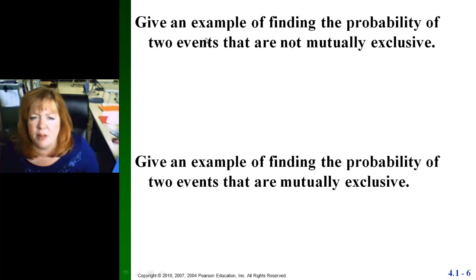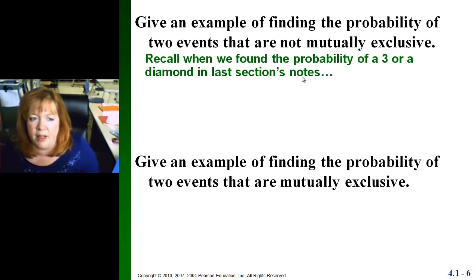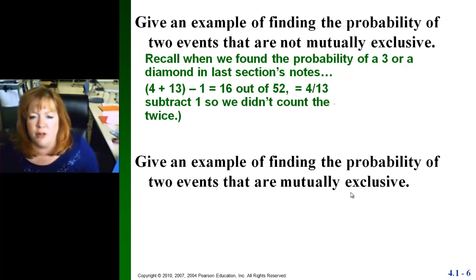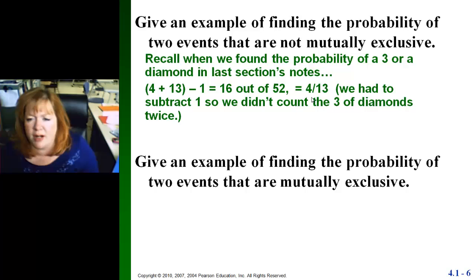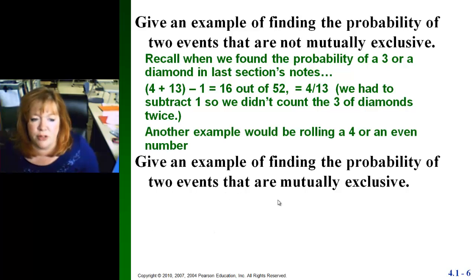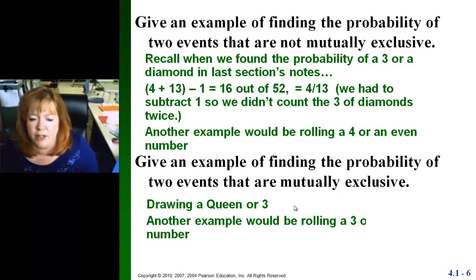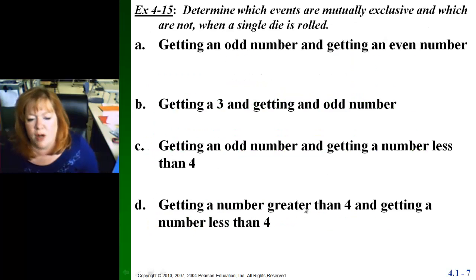Give an example of finding the probability of two events that are not mutually exclusive. If they're not mutually exclusive, then they can occur at the same time. So the probability of a 3 or a diamond is one example. This is what we did in the last section's notes: 16 out of 52, or 4 out of 13. We had to subtract 1 so that we didn't count the diamonds twice. An example of finding the probability of two events that are mutually exclusive would be drawing a queen or a 3. And so that is 8 out of 52.